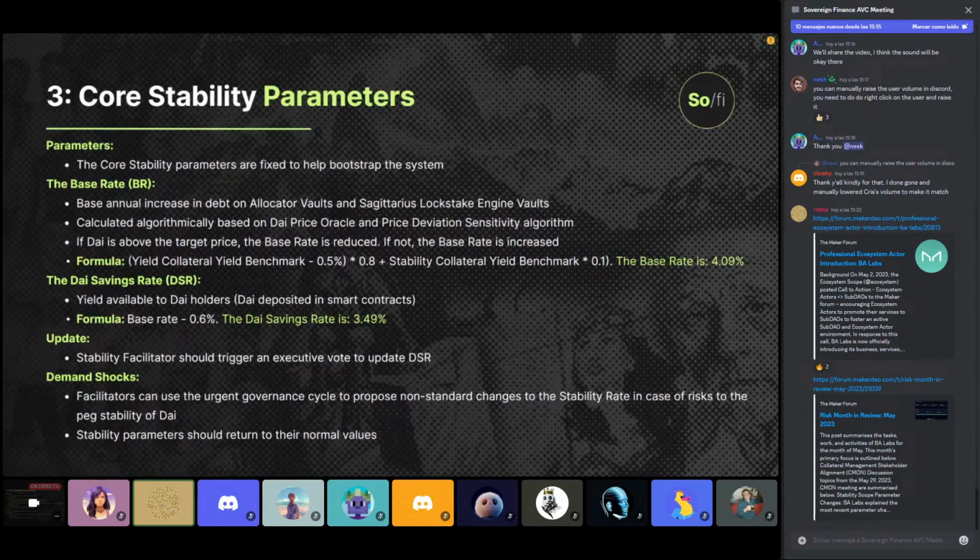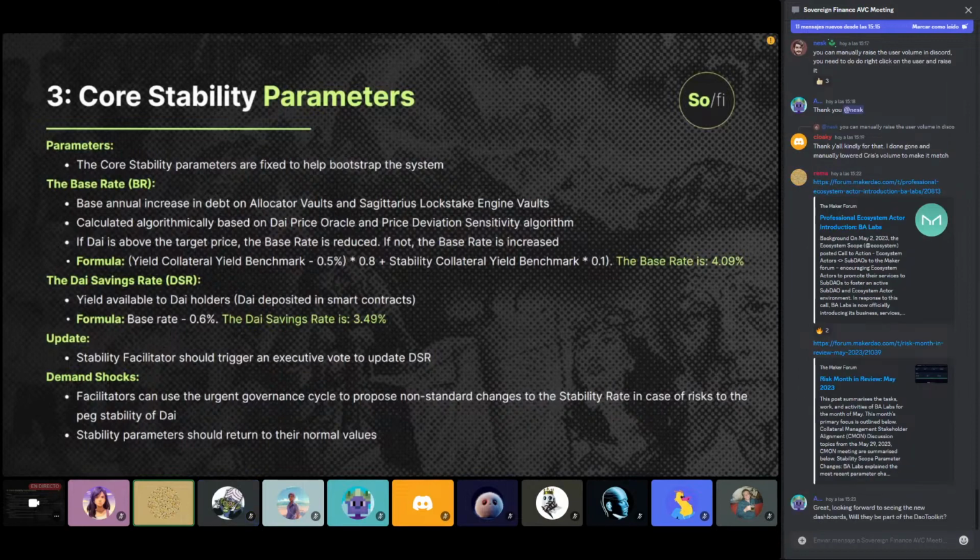So yeah, I hope this covers the introduction to our team. And now I believe Monet will say a few words in regards to the stability scope itself.